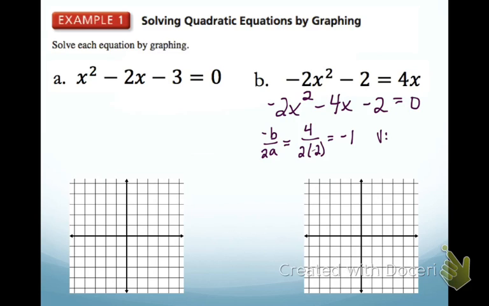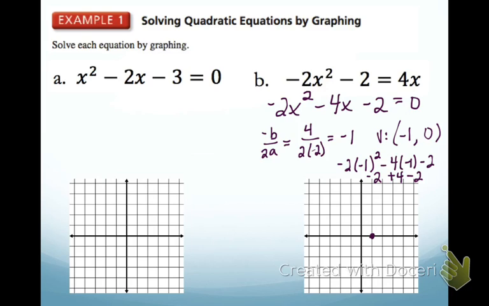So for our vertex, we have x equals -1, comma. Now if we plug -1 back in, again be careful with the negative and make sure it's in parentheses. So (-1) squared is 1, times -2 is -2. -4 times -1 is a +4, and then a -2, which will give us 0. So we have the point (-1, 0).